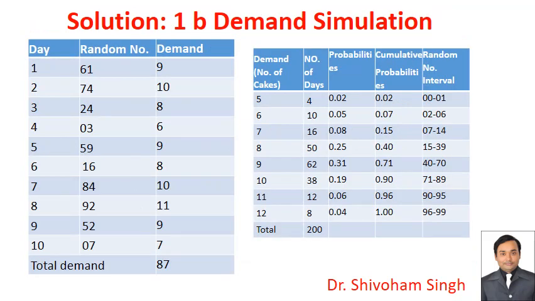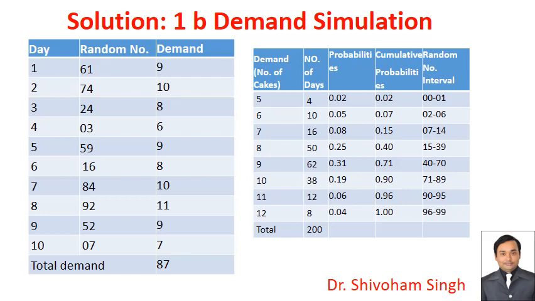Now, we have to make a prediction for 10 days. These are the 10 days. We have taken the 10 random numbers directly from the random number table. You can directly go to the random number table and you will find out. Now 61. 61 will lie between 40 to 70 in the random number interval. That is, the demand will be 9. 74. 74 will lie between 71 and 89. The demand will be 10.